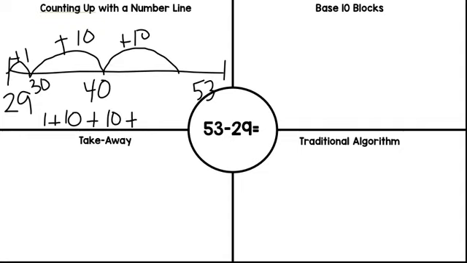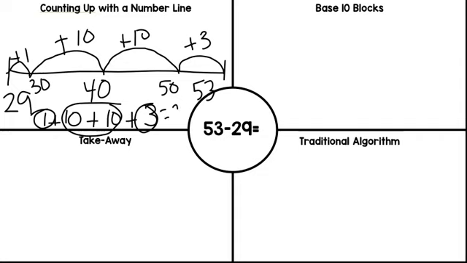Now, I am at 50, like we said, 10 more than 40 is 50. And now I need to figure out, what do I need to add to 50 to get to 53? Well, 50 plus 3 equals 53. I'm going to record that down there. Now I need to add up these 4 numbers. We want to look once again for numbers that are easy to add. 10 plus 10 is 20, and 20 plus 3 is 23. And 23 plus 1 equals 24, okay? So that's our first strategy, counting up with a number line. You're actually adding to find the answer to your subtraction problem, okay?